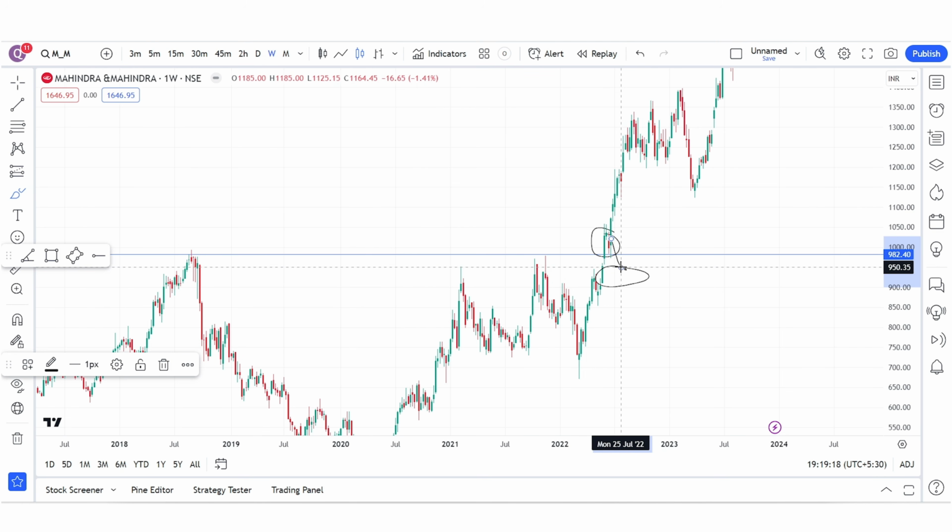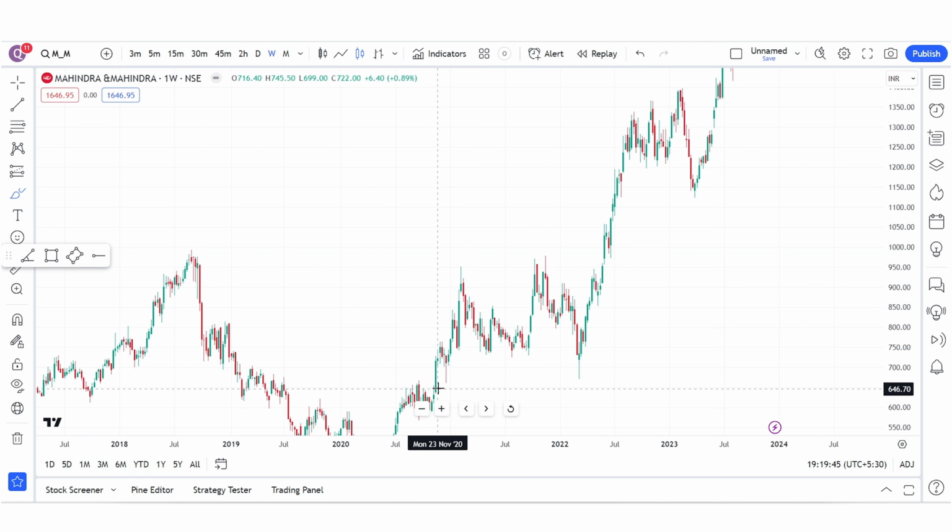Initially after my entry, even if I had entered maybe somewhere around 1030 or 1040, my stop loss would be somewhere around 5%, so almost around 50 points. This would be my initial stop loss. I would wait for a weekly close and I would enter Mahindra and Mahindra maybe somewhere around 1040 or 1050. Now I am not going to keep any target. Rather, we will start trailing the stop loss till we get a good exit.